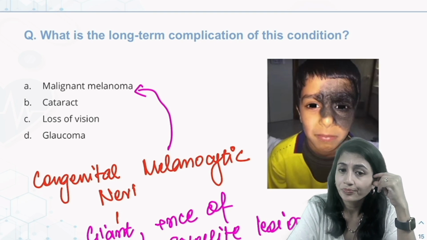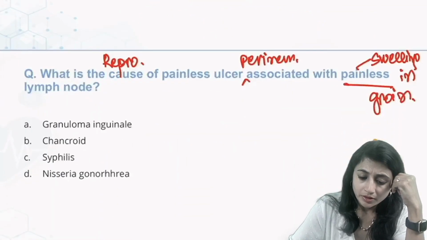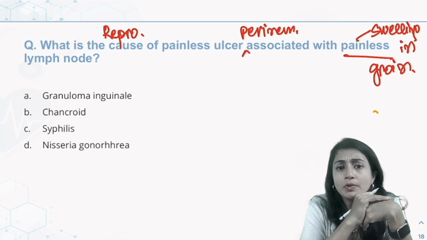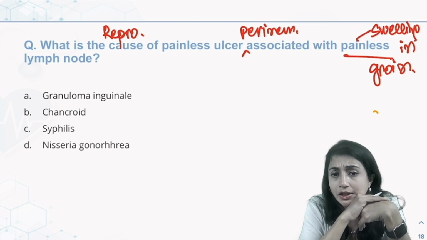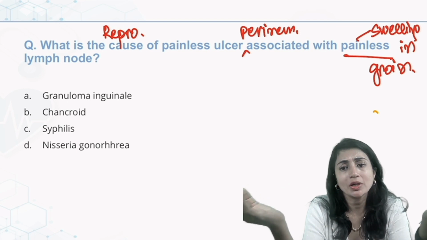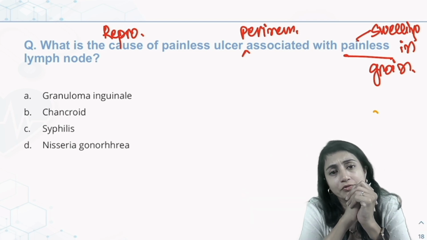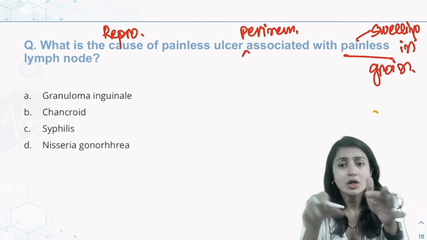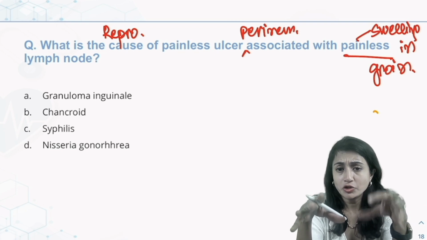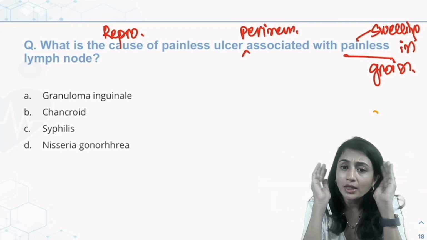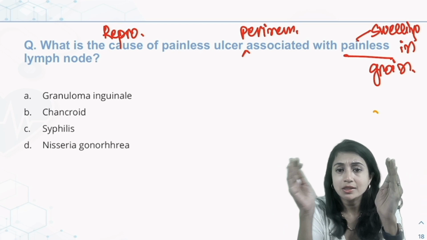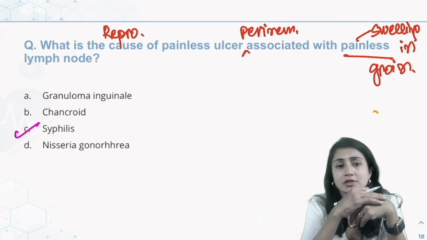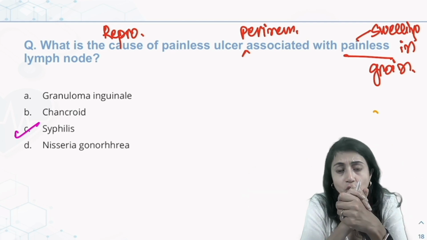Clear? The next question was something like this: a female of reproductive age group has a painless ulcer in the perineum associated with painless swelling in the groin or a painless lymph node. What is it? Again, so straightforward: painless ulcer, painless lymph node. I'm not sure about the wording of the question, but even if it was a little different, they had asked you the cause of painless ulcer with painless lymph node, and you know that this is just one condition, which is syphilis.